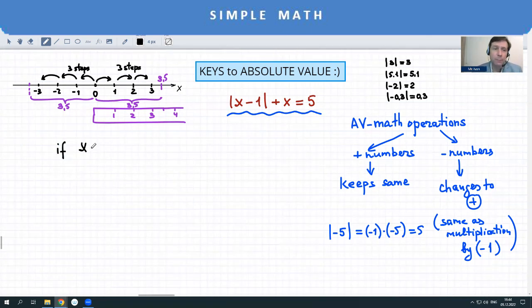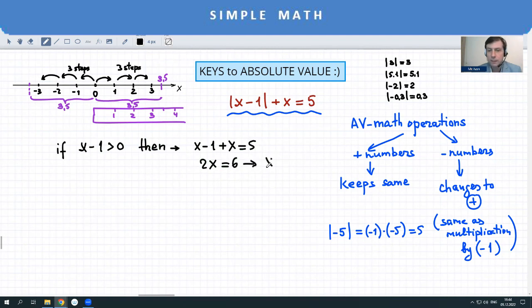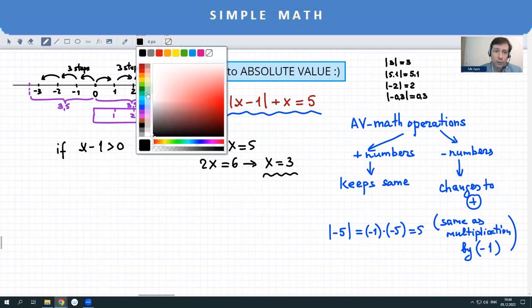So if x minus 1 as a whole is positive, then we come to the equation. Just x minus 1 plus x equals to 5. Means 2x is equal to 6. Means from here, x is equal to 3. That's the solution of this equation. Obviously, with x is equal to 3, x minus 1 would be greater than 0. Perfectly okay, no problem. Then second one, I will change the color.